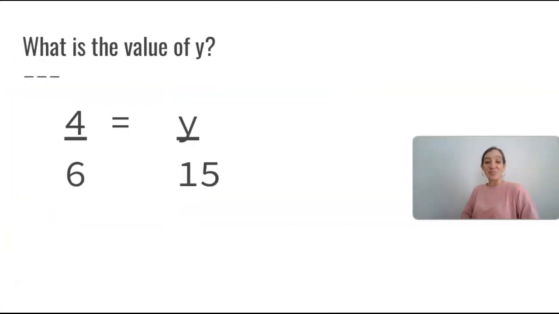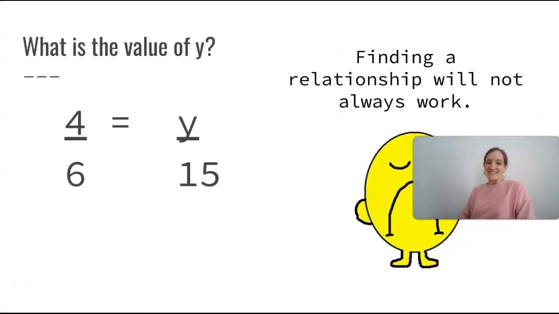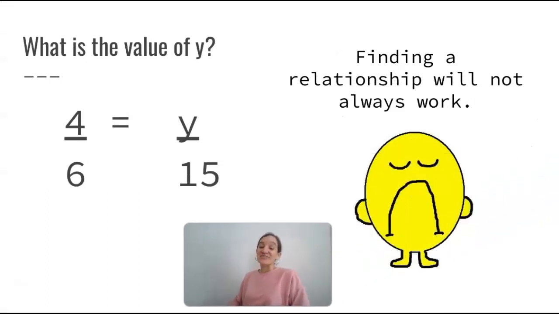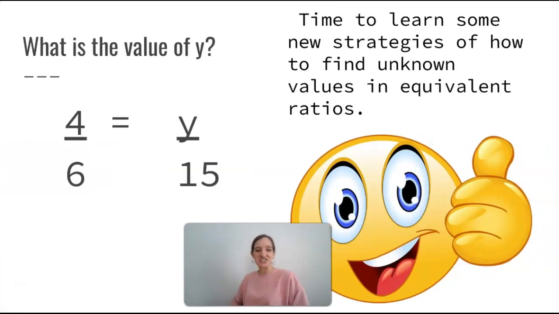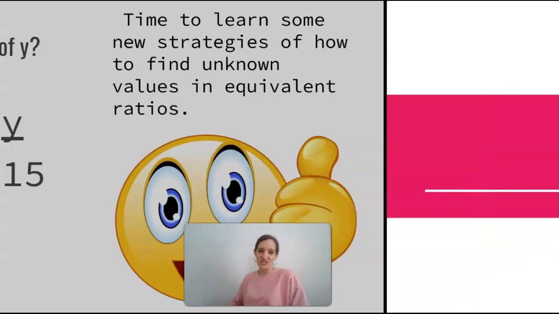So find a relationship now. We're getting bigger, but 6 to 15, there's not a relationship there, is there? Because 15 is not a multiple of 6. And remember I told you you could also go up and down sometimes? But if I look, 4 is not a factor of 6 either. So there's not a relationship side to side or up and down. So the sad news is that finding a relationship will not always work. The good news is that I have other strategies that will help you figure out what those unknown ratios are.